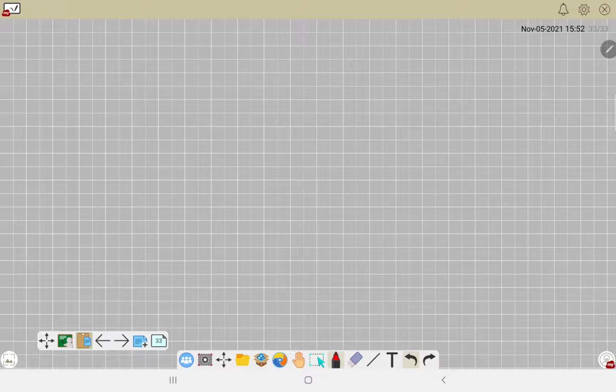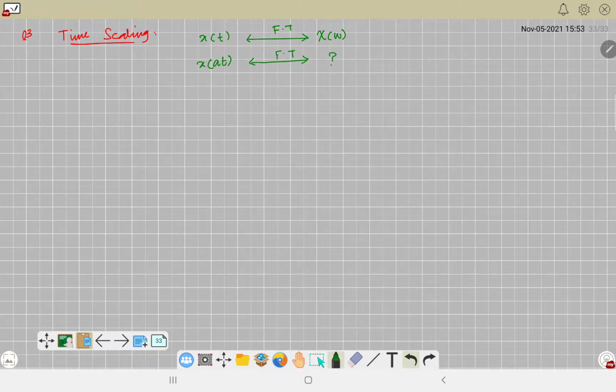Then we had also time scaling. Let's take time scaling first. We'll take the basic operations first. Fine. So this property, that if I have a signal x of t and it has a Fourier transform of X of omega, then if I have a time scaled version x of at, apply the Fourier transform, we need to find this.